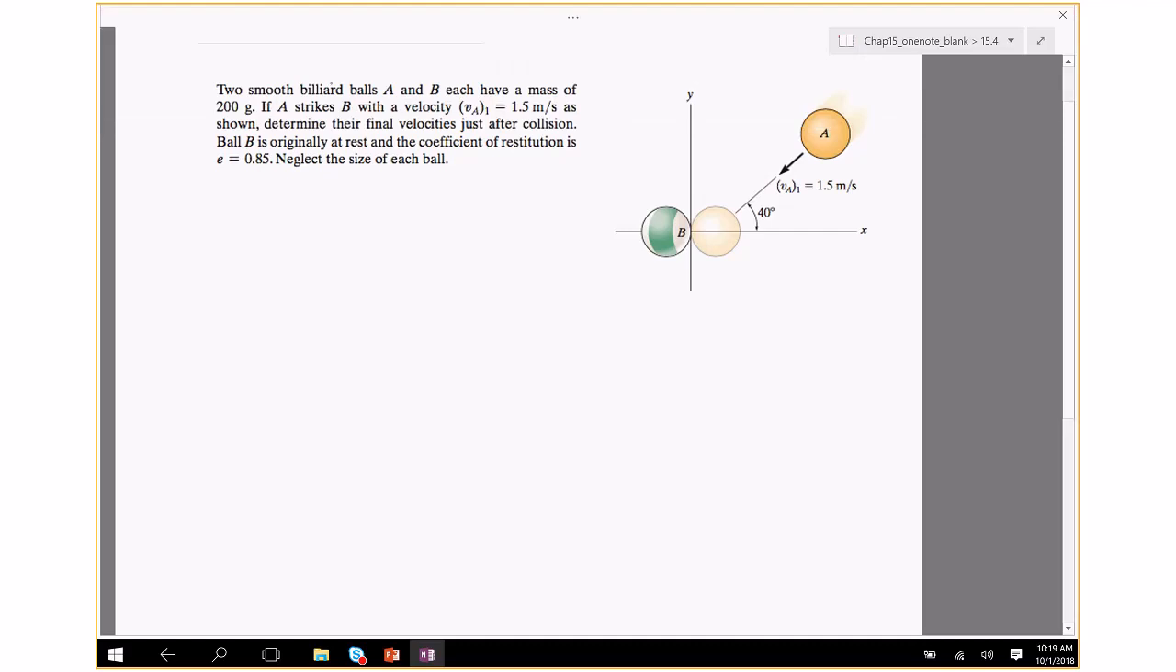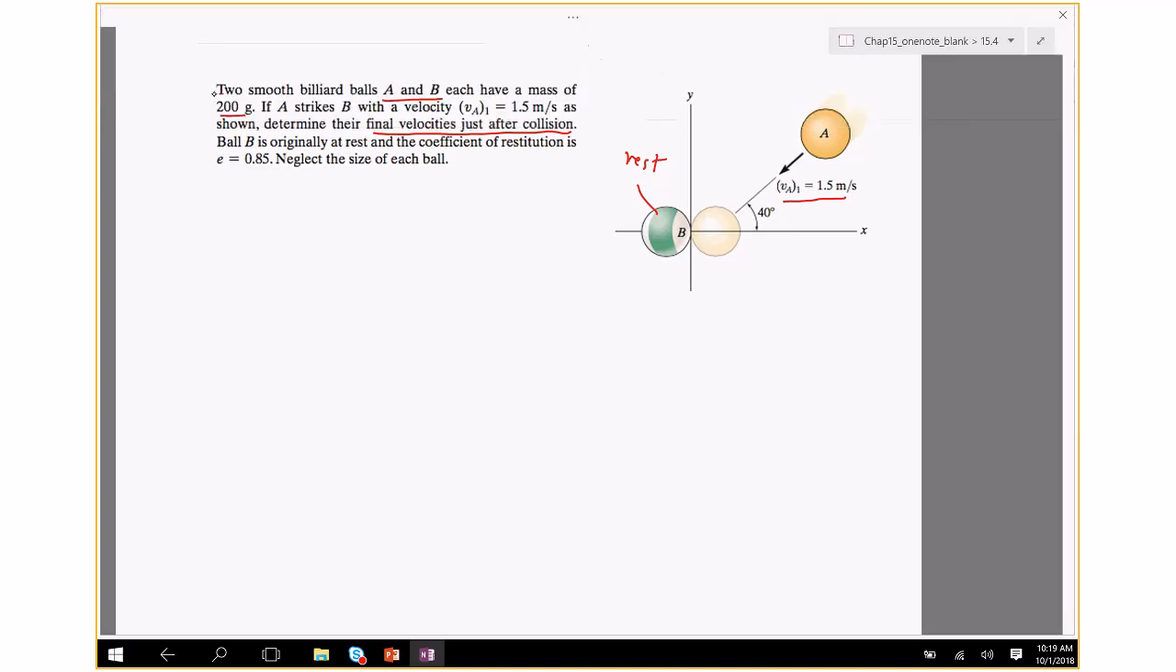Two smooth billiard balls A and B, each having a mass of 200 grams. If A strikes B with a velocity VA1 equals 1.5 meters per second. Note you're given the velocity at an angle to the line of impact. Determine the final velocities just after collision. Ball B is originally at rest, and the coefficient of restitution is 0.85. Neglect the size of the balls.